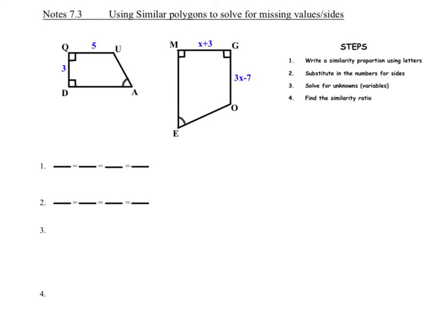So we're going to go Q, U, A, D, and that is similar to, and we have to be careful and follow the same pattern here, G, O, E, M on our second trapezoid. So it looks like we went Q, U, A, D, 90 degrees, nothing, 1 arc mark, and we went G, 90 degrees, nothing over here to 1 arc mark. So we followed that same pattern on both sides. This statement will make it much easier to record our similarity proportion for step 1.